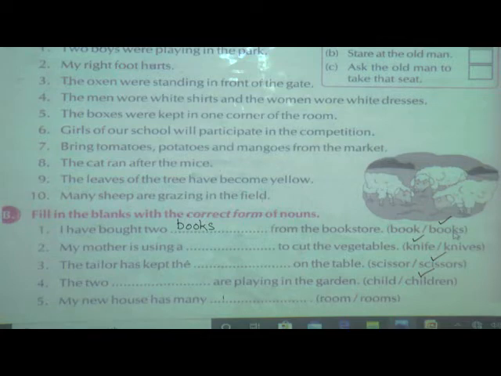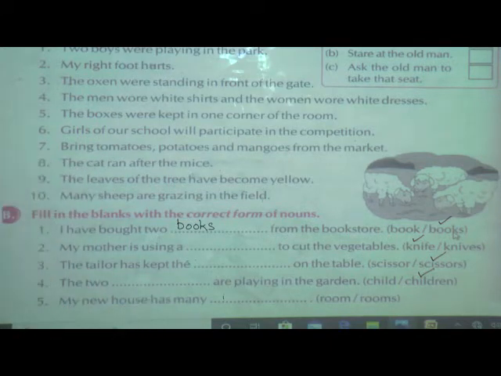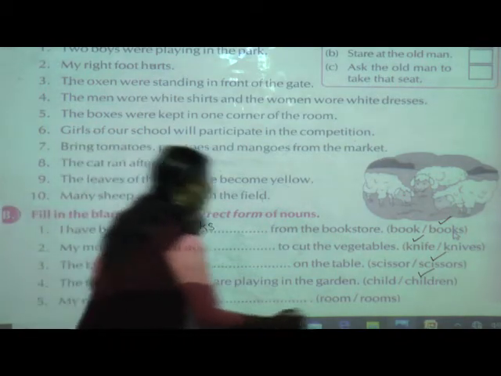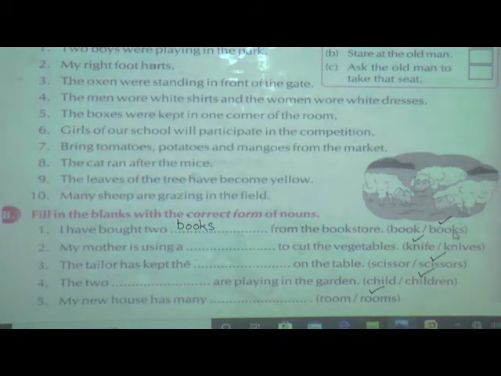Fifth, my new house has many dash room or rooms. Yes. What is the word over here? Many. So which word will I select from those 2 nouns? Yes, I am going to select rooms. Understood how you have to fill it? Okay. We'll come on to page 27.